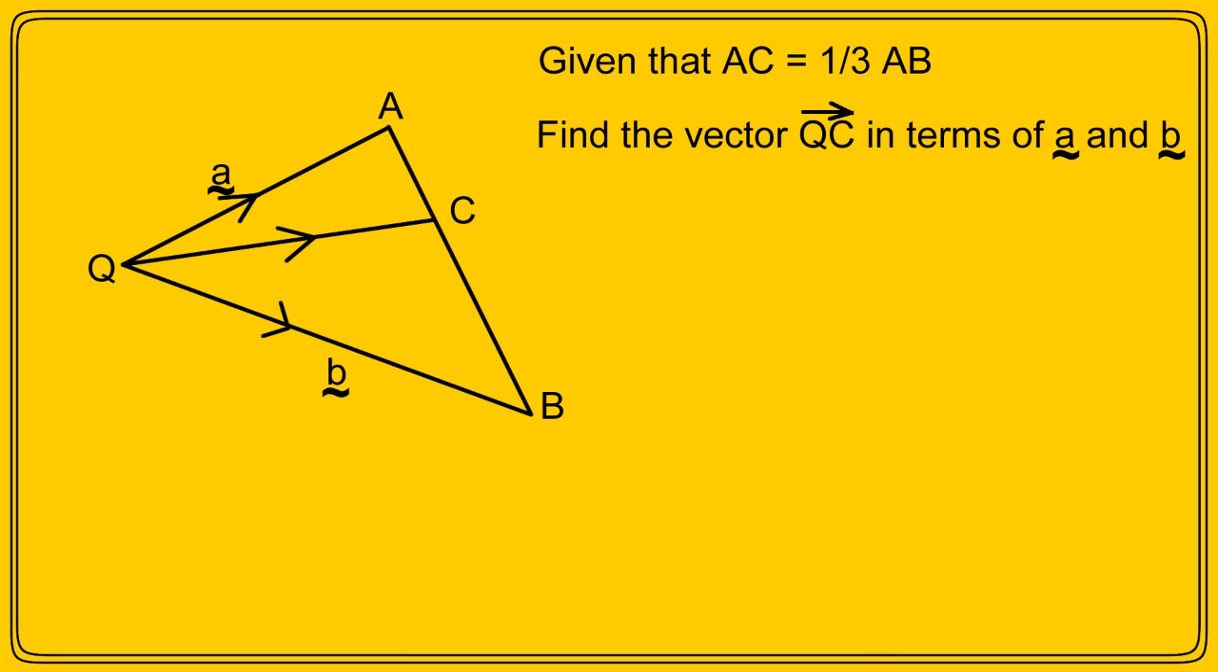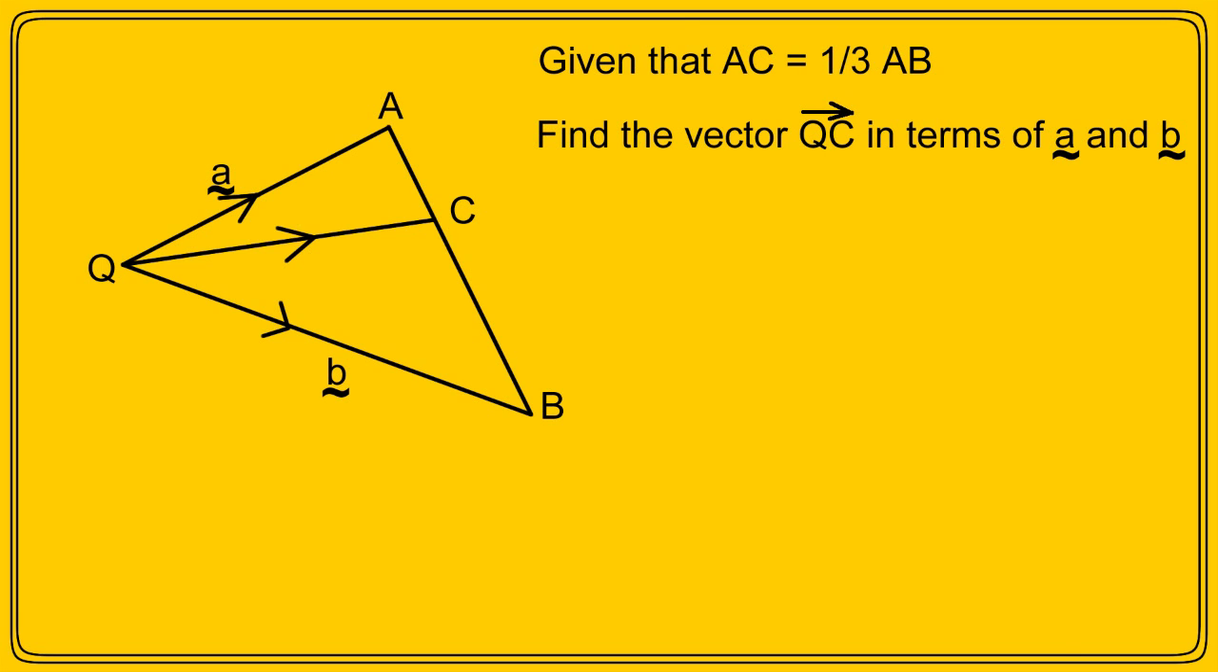Suppose we have this diagram. The vector QA is small a, the vector QB is small b, and C is the point 1/3 of the way between A and B, i.e. the length BC is twice the length CA. We're required to find the vector QC in terms of a and b.